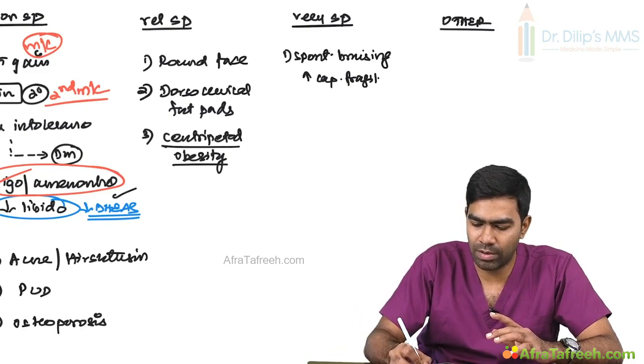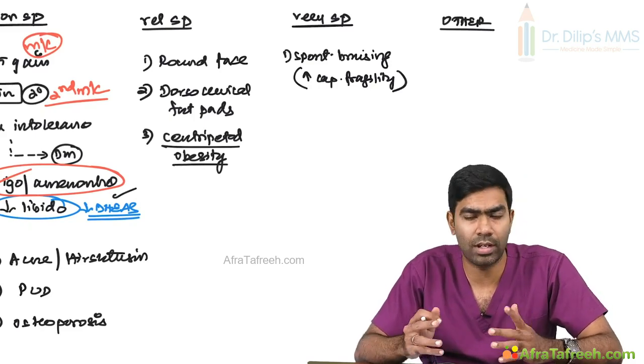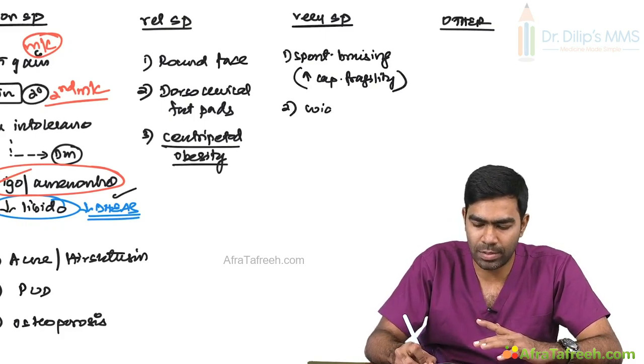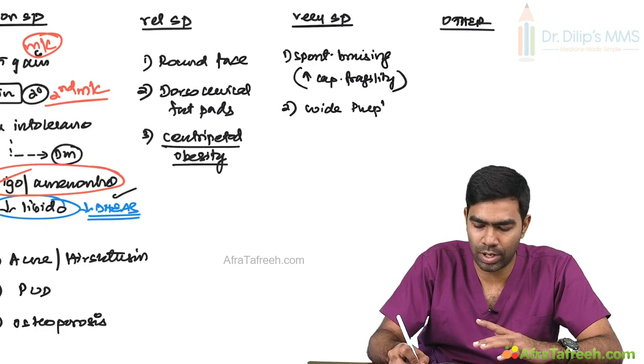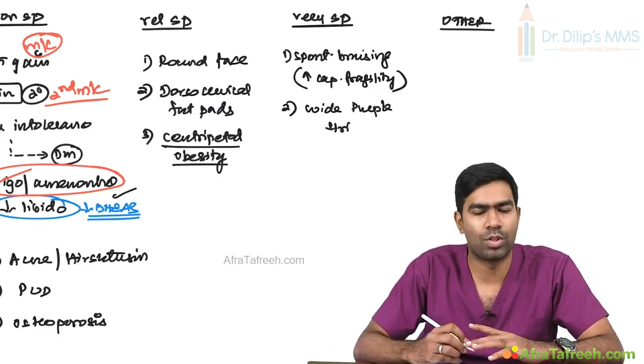That is the reason why they develop this spontaneous bruising, and this can happen even with inhaled corticosteroids. We have seen it in a lot of bronchial asthma patients who are using high-dose inhaled corticosteroids. The patients may develop wide purple striae, which is very specific for Cushing syndrome patients.